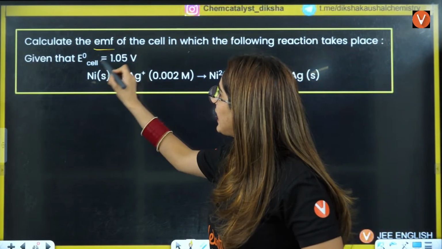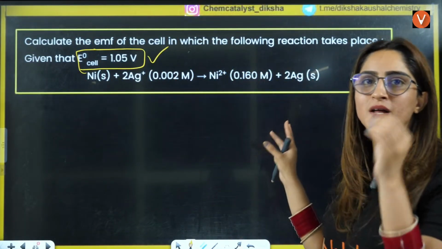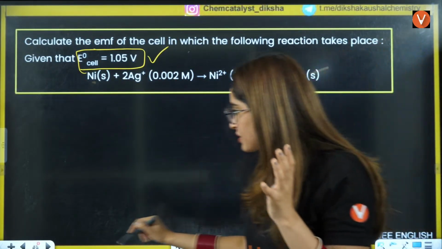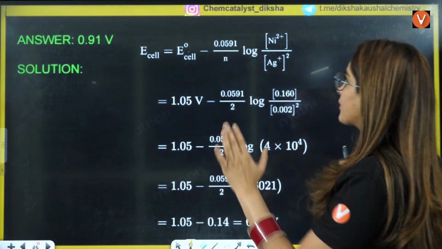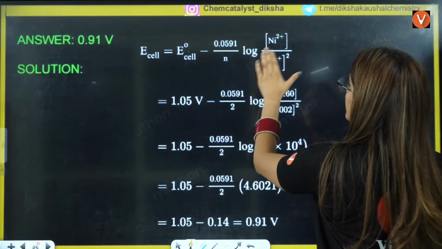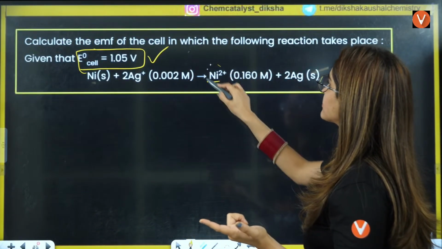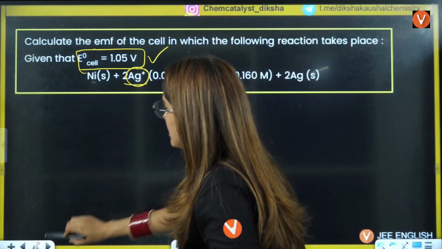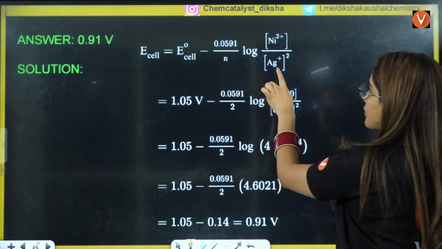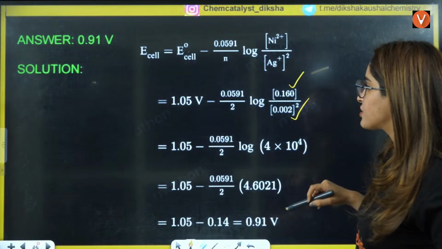So calculate the EMF. E naught cell is given to you. This is a simple application of the Nernst equation, right? So you have the Nernst equation: E cell is equal to E naught cell minus 0.059 by n log product by reactant. In the reaction, you can see this is the product, this is the reactant, raised to the power of the stoichiometry. So Ag is raised to power 2. This concentration is given, this concentration is given.